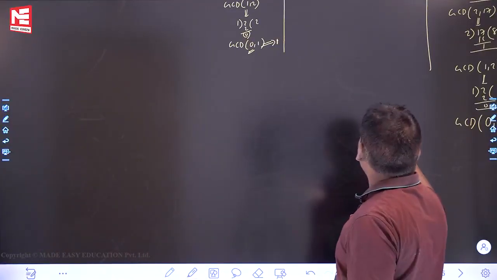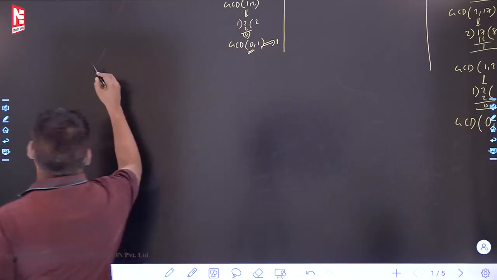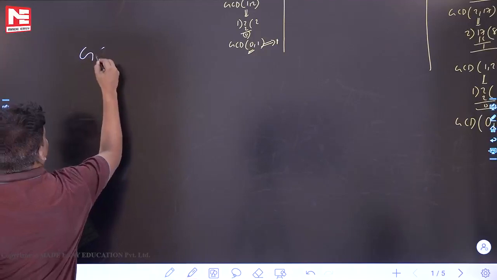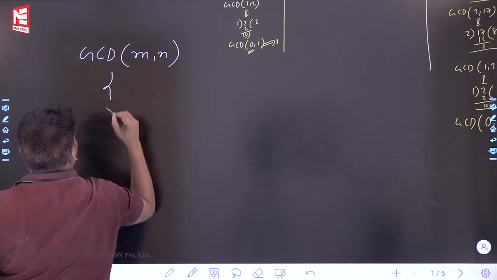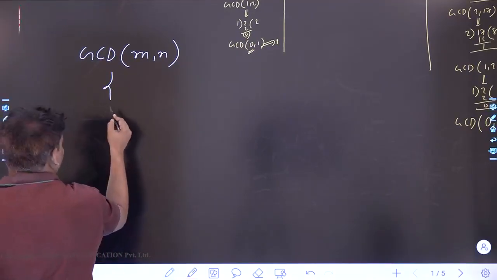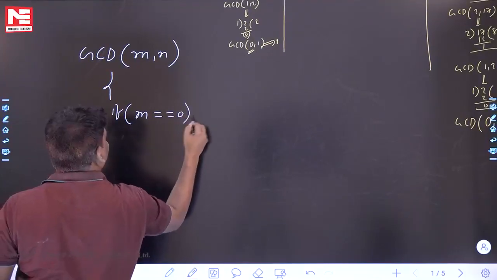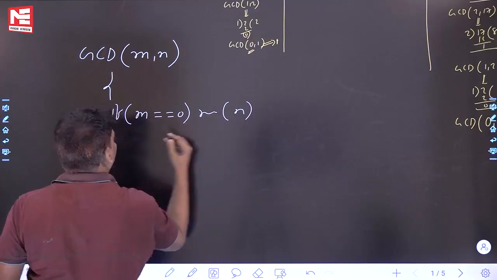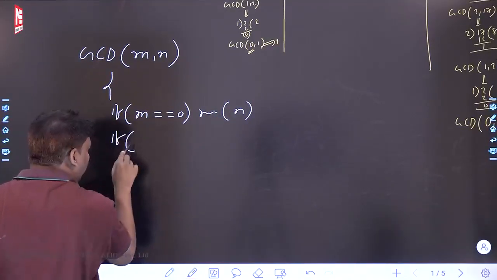I think GCD, 3 examples also I gave. Based on that I am writing the program. See the program? GCD of m comma n. Can you help me know what is the termination? Both are non-zeros. What is the termination? See this one. If m is equal to 0, what is the answer? Return n. If it is true, then you will go. It is failed, then only you will come.